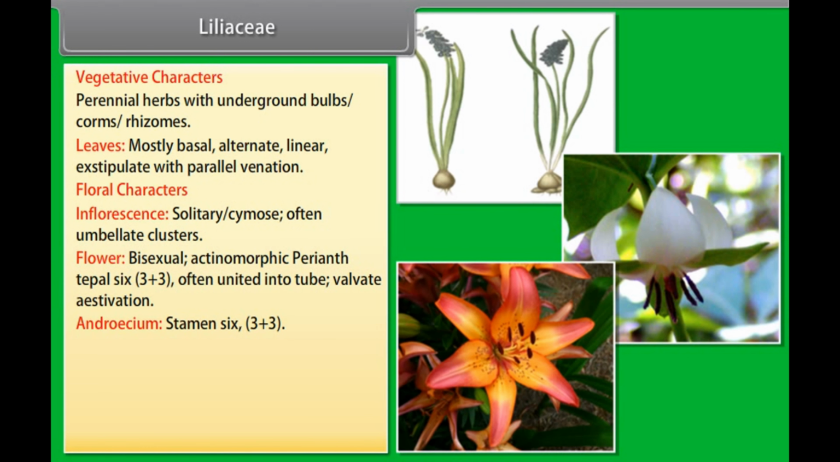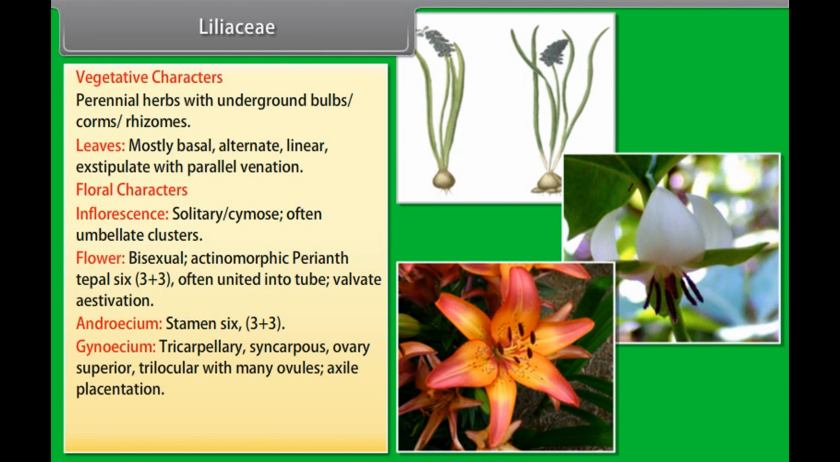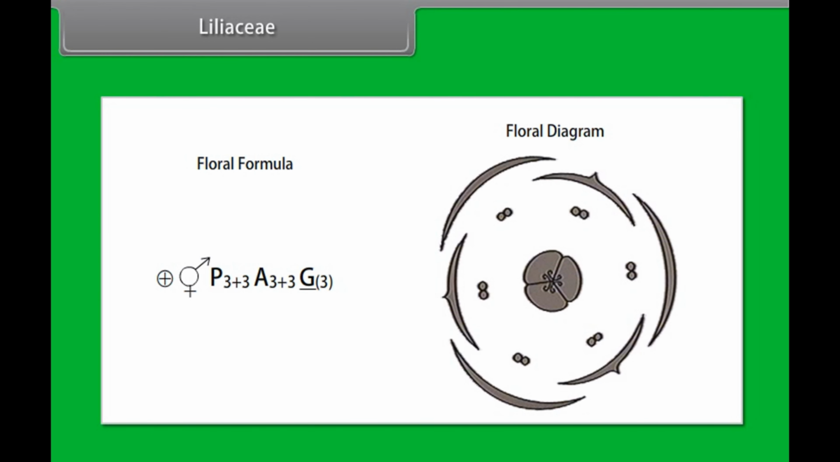Androecium, stamens 6 (3+3). Gynoecium, tricarpellary, syncarpous, ovary superior, trilocular with many ovules, axile placentation. Fruit, capsule, rarely berry. Seeds, endospermous. Floral formula is shown, and this is the floral diagram.